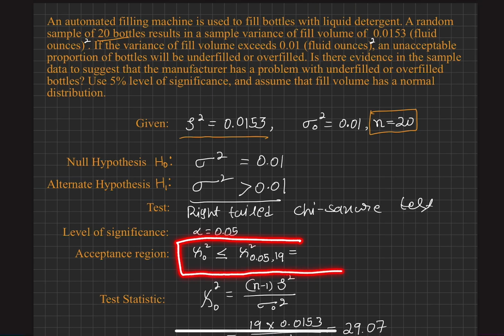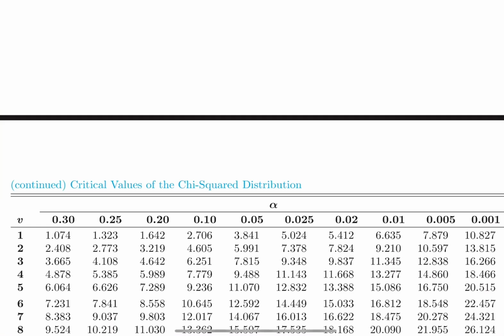Here the rejection region will be chi naught square greater than or equal to chi square 0.05, because it's one-sided, the entire thing will be on one side. On the right side there will be a rejection region, that's why below this value will be the acceptance region. And 19 comes from the number of samples. Sample size is 20, so n minus 1 is the degree of freedom, that is 19 here.